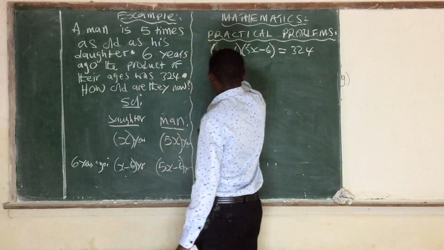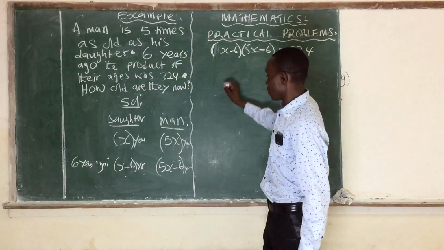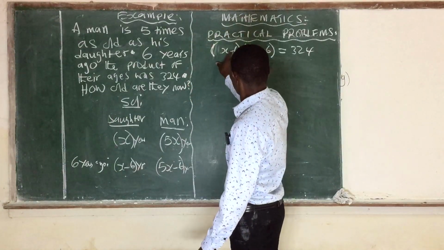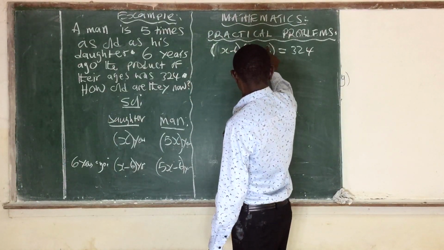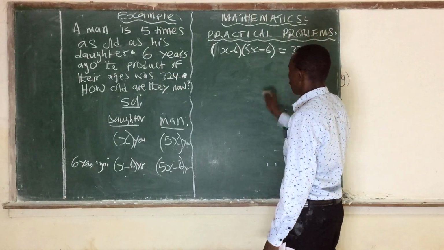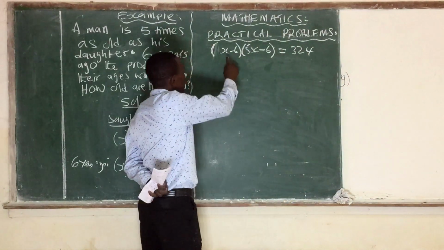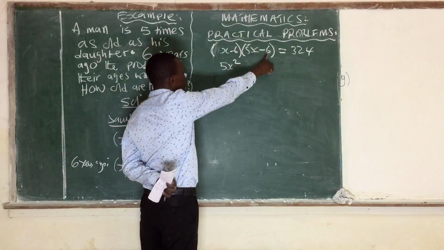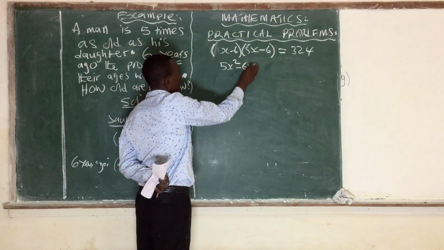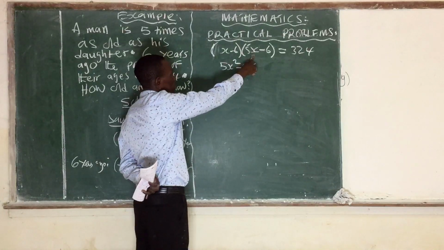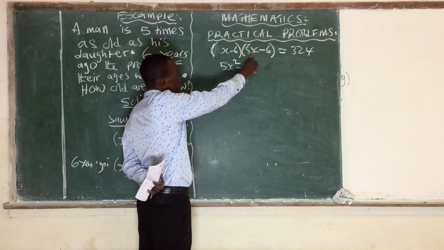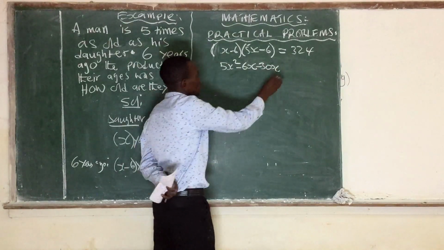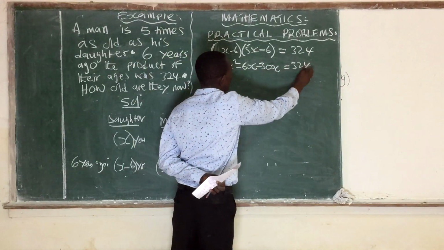I was wondering, where did I get that 3? The 3 is not existing here. We all look at this x minus 6. Look here, x minus 6. So multiplying x minus 6 by 5x minus 6 is equal to 324. So what we have here, x times 5x, we get 5x squared. And x times minus 6, we get minus 6x. Then minus 6 times 5x, we get negative 30x. And this one will be equal to 324.